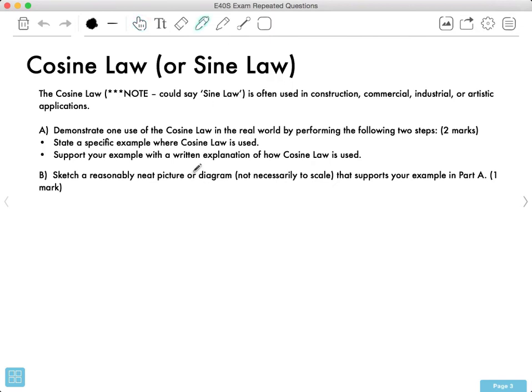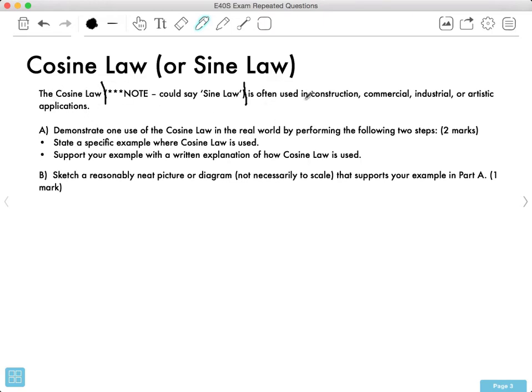So first of all, the first question we're going to look at will either be on cosine law or sine law, and I will do both of them down the bottom here, both answers. Otherwise, the question's identical. So it says the cosine law, and that's where I'm putting a note here. This isn't part of the question. That's me putting that in there. It could say the sine law.